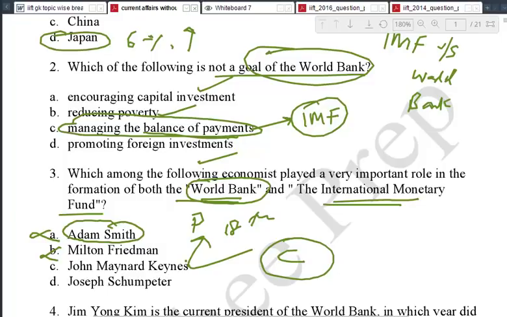In fact, Keynes played a very important role in pulling America out of the Great Depression. Yes, there was a Great Depression in 1930 as well. Correct, 1929-30. And he was an economist.